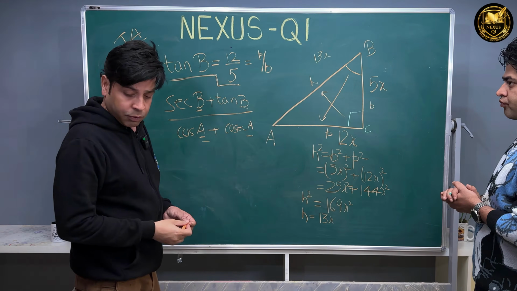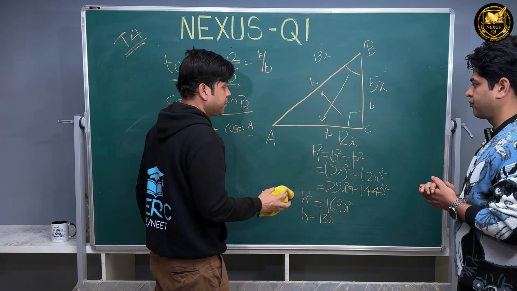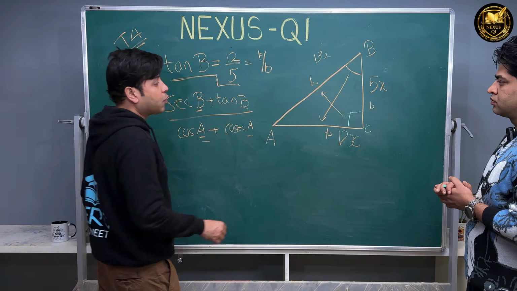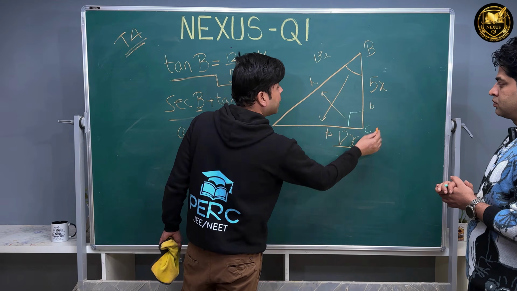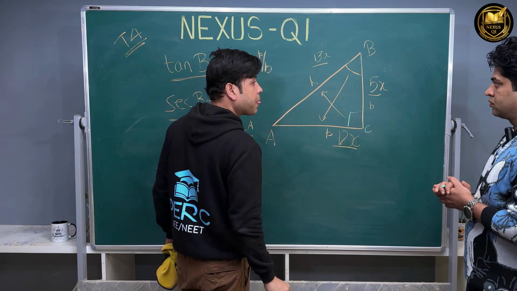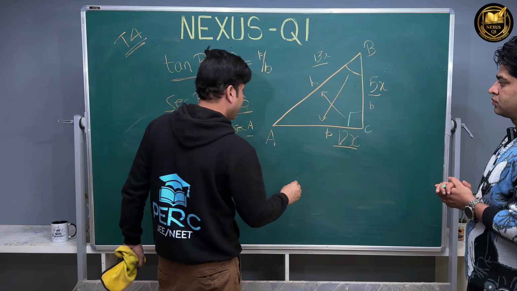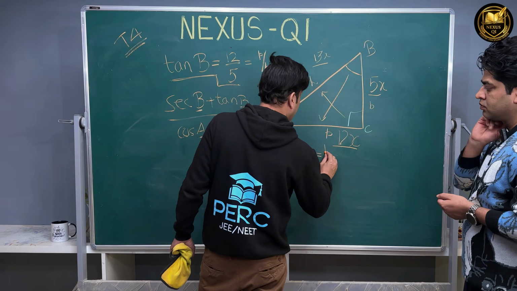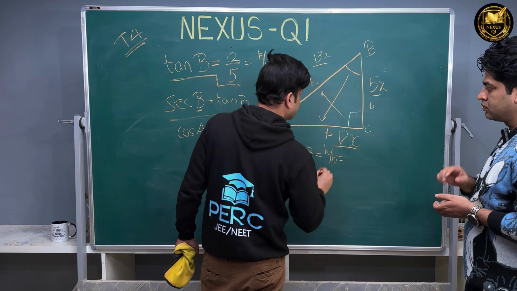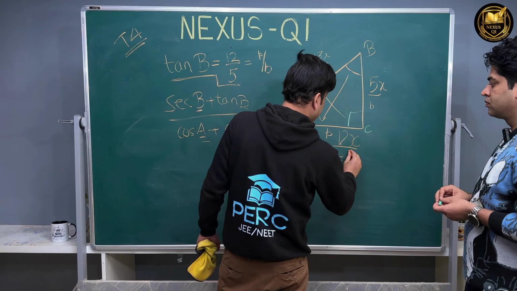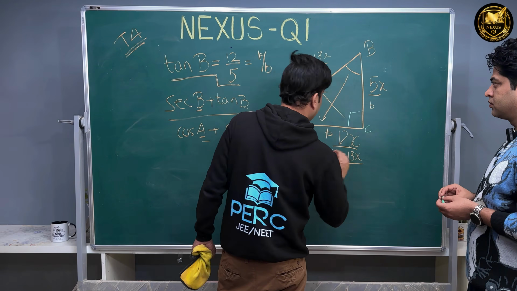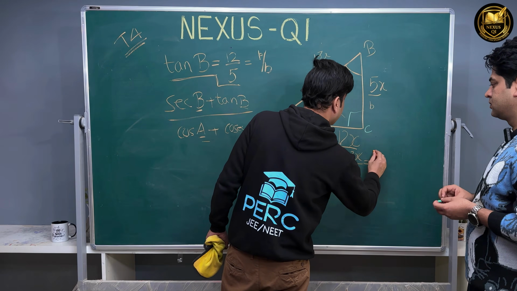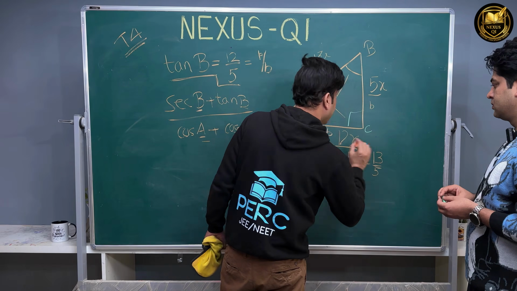Now we have all the three sides. We just have to put the values as per the question. First they are talking about angle B and angle A. First let's focus on angle B. For angle B we already know this is the perpendicular, this is the base, and this is the hypotenuse. First is sec of angle B, the ratio of hypotenuse by base. Hypotenuse is 13x and base is 5x. X gets cancelled, so it is 13 by 5.